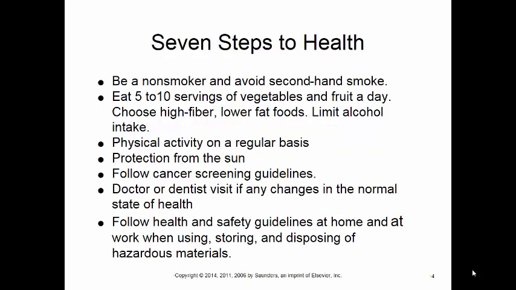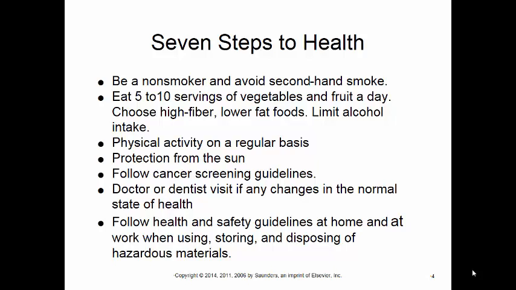There are 7 basic steps to health. This is what it takes to live a healthy lifestyle. The first one is to be a non-smoker. Smoking is a very negative impactor of health, and also avoid secondhand smoke. Eat a well-balanced diet with lots of fruits and vegetables, high fiber, low fat, and limit alcohol intake. The recommendations there are going to be based on gender. Get physical activity on a regular basis, 3 to 5 times a week.